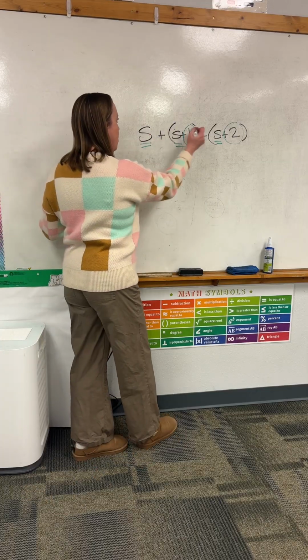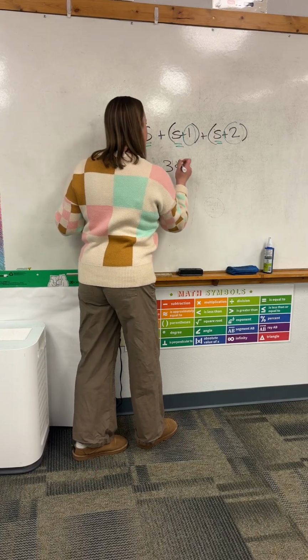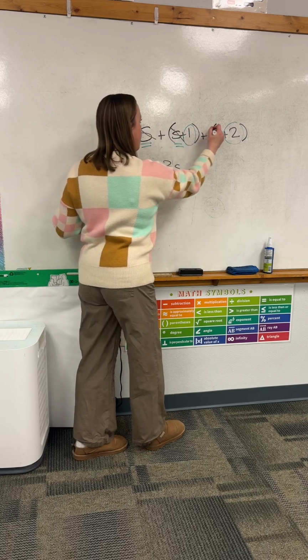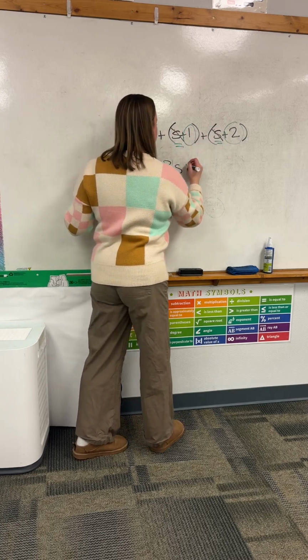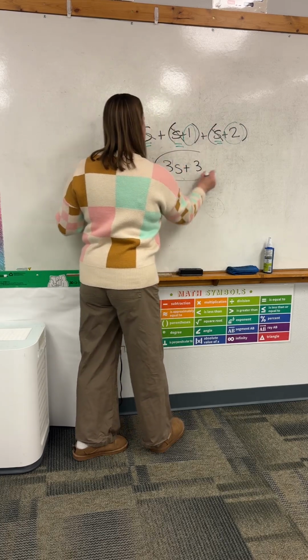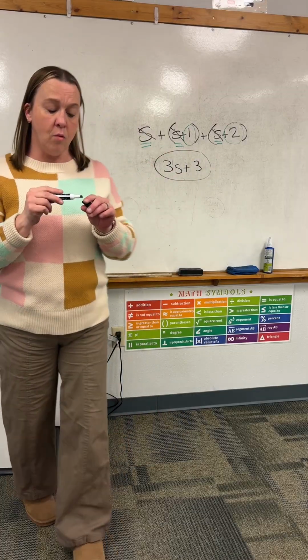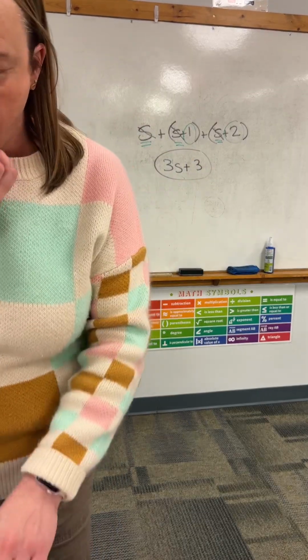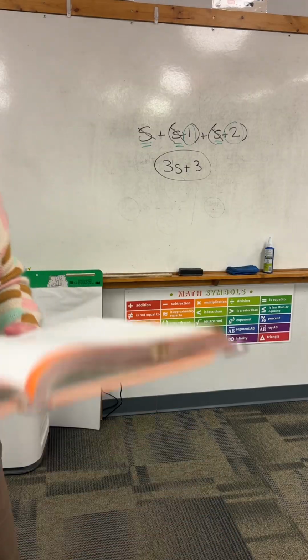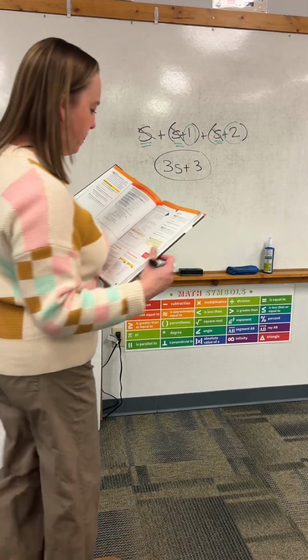We have 1, 2, 3 s's. And then, so we've taken care of these. The only thing we have left is the 1 and the 2. They're both positive, so there's our answer. To me, that's an easier way to do it whenever you're gathering like terms. That's actually coming next in the next lesson. So this is just kind of one little step ahead.